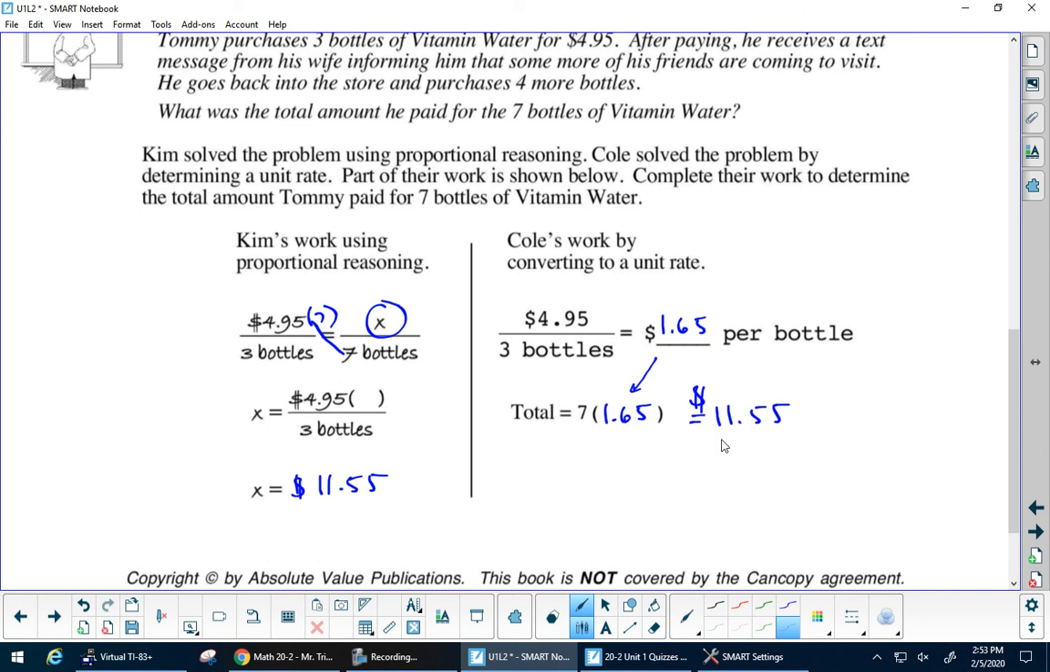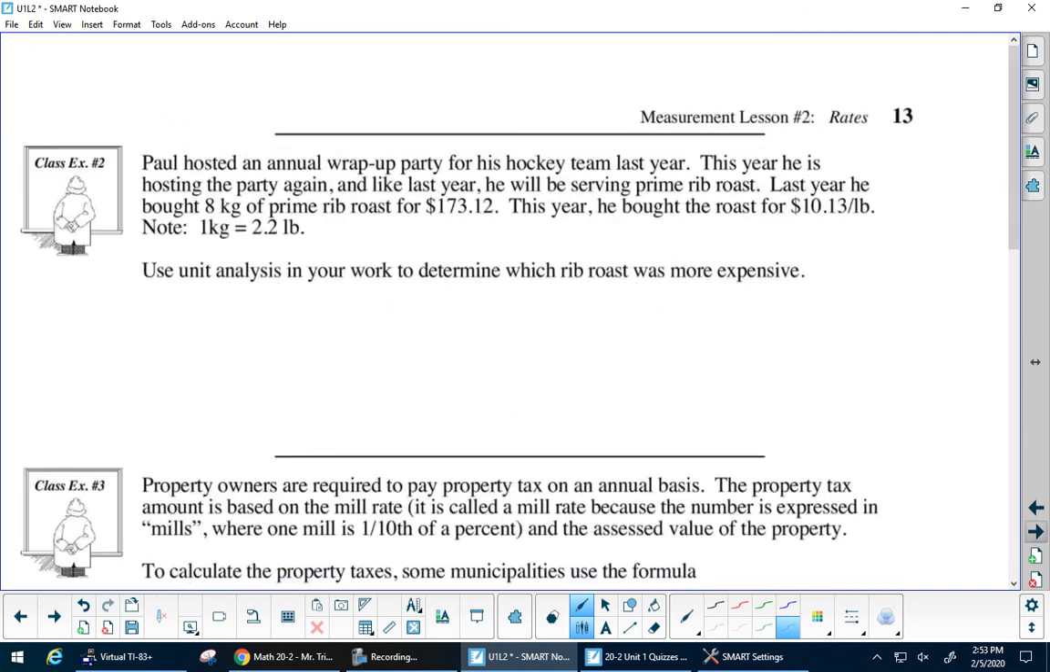Okay, let's just do one more example. We're not going to do example 3, we're just going to do example 2 here. Paul hosted an annual wrap-up party for his hockey team. This year he is hosting a party again, and like last year he'll be serving prime rib. Last year he bought 8 kilograms of prime rib for $173.12. This year he bought the roast for $10.13 a pound. And 1 kilogram equals 2.2 pounds. Use unit analysis in your work to determine which rib roast is most expensive.